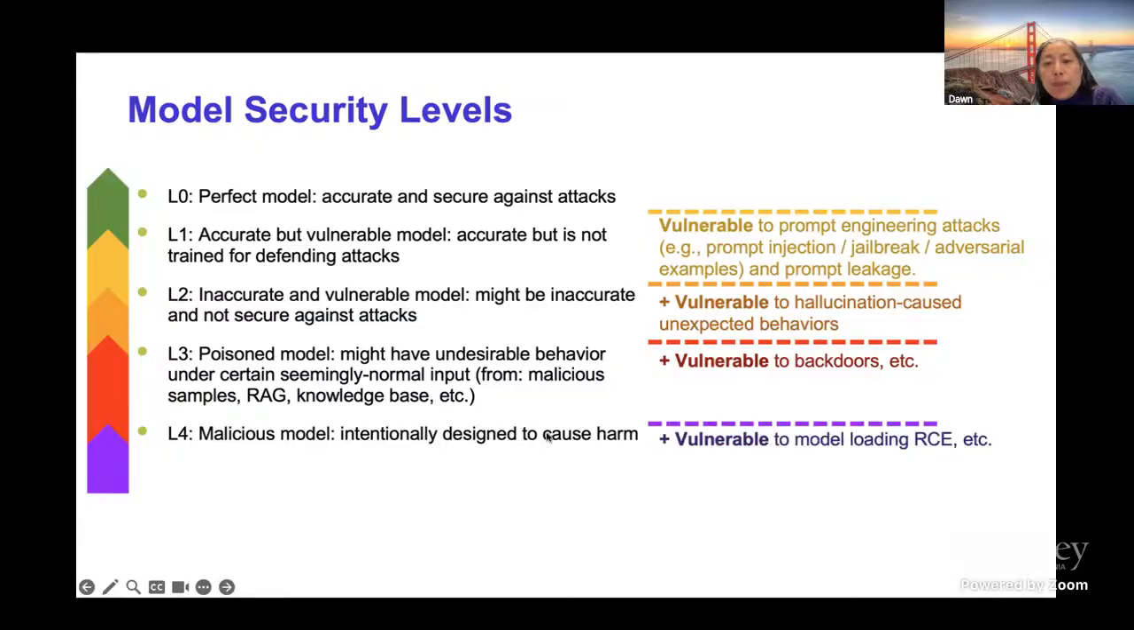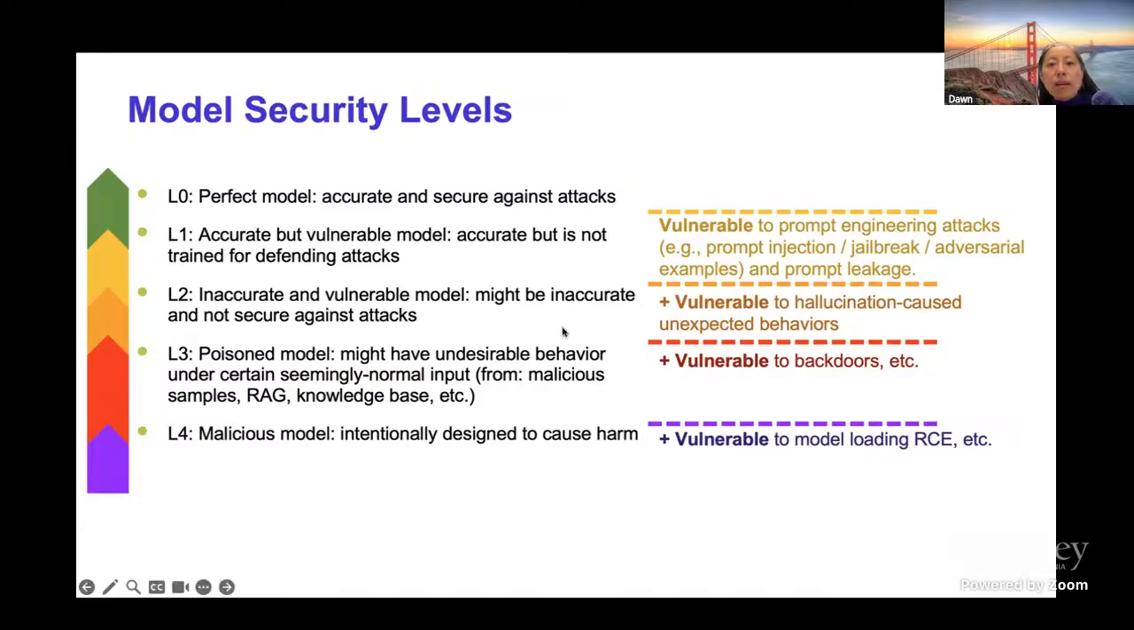And finally, the model could just be completely malicious. For example, due to supply chain attacks, the model contains malware. It's intentionally designed to be a malicious model to cause harm. And so in addition to the above potential issues, it can also be vulnerable to model loading based, for example, remote code execution. So as soon as you load the model, the model could cause remote code execution type of vulnerabilities and exploits.